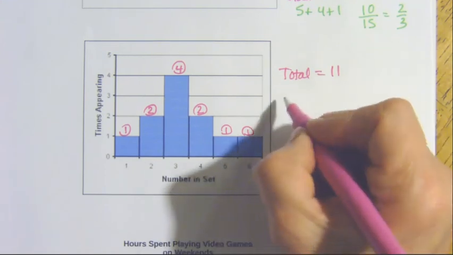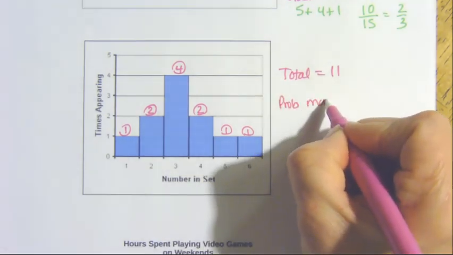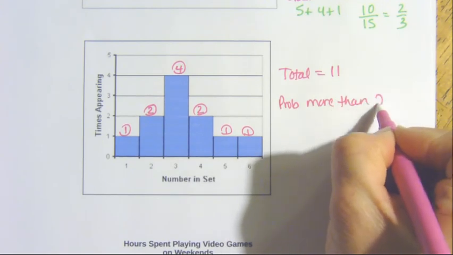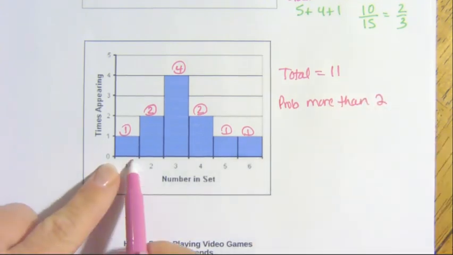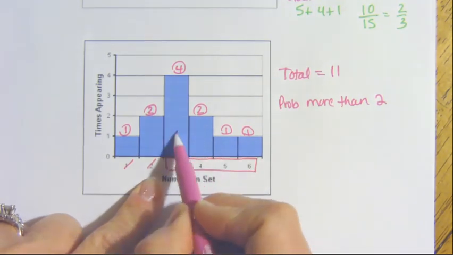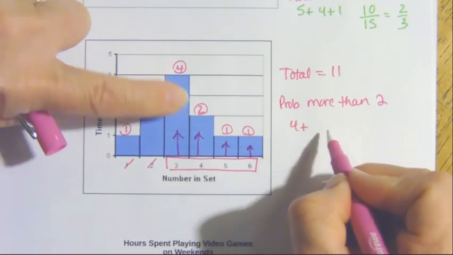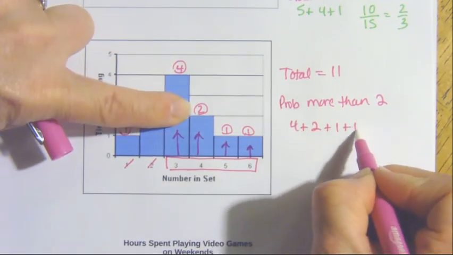If I say, what's the probability that I pick a number that's more than 2? I don't want the 1, I don't want the 2, I want all the numbers that are more. So I'm going to look at these numbers and I've got to look at how tall those are. So I would do 4 plus 2 plus 1 plus 1.